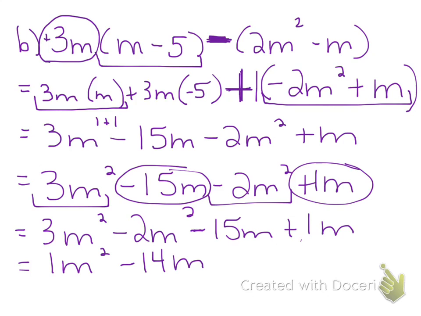Now here we're just going to eliminate this 1 by rewriting m squared minus 14m. The reason for that is because the 1 is not necessary. Okay, so we rewrite it as m squared minus 14m.